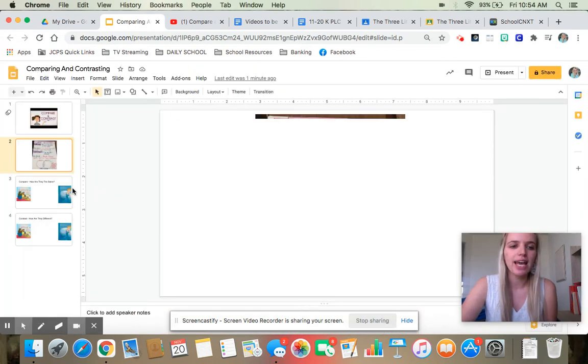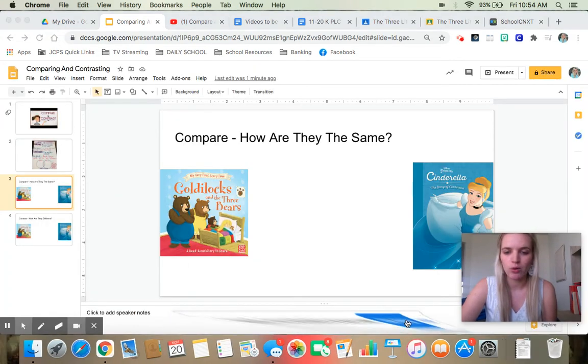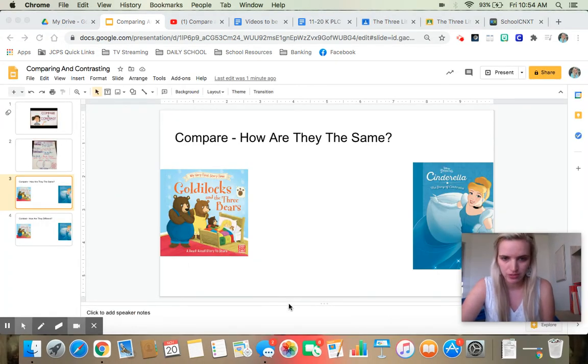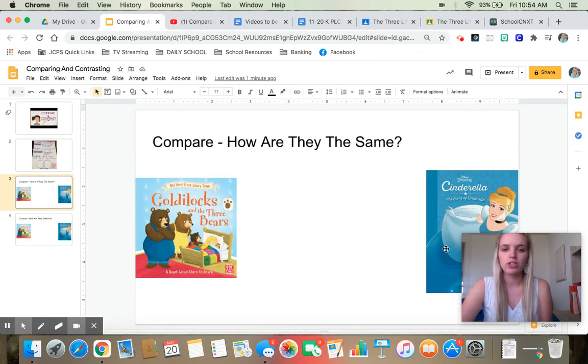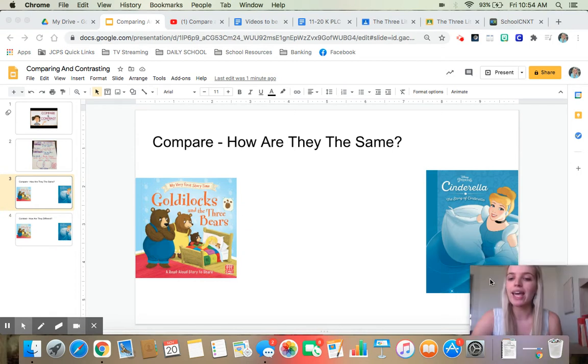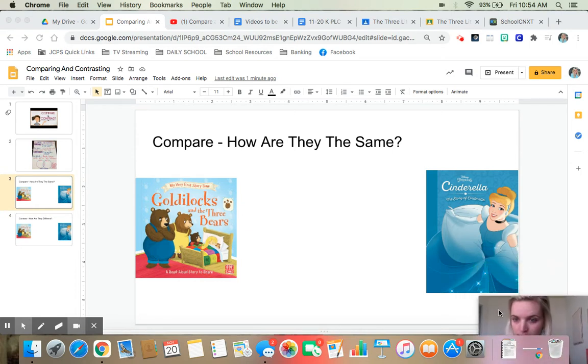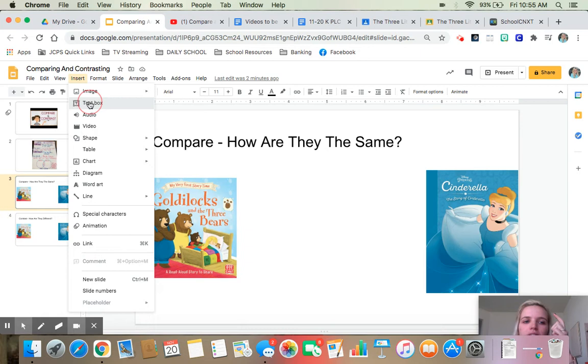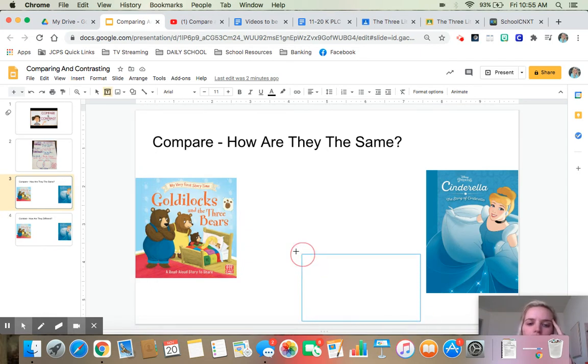So we are going to take a look at the two stories that we really dove into for a few weeks during the last unit. So we read Goldilocks and the Three Bears, and we read Cinderella. So we want to first compare. So we're going to talk about how are these two stories the same. Okay, so how are they the same? I'm going to think back to what happened in Goldilocks and what happened in Cinderella.